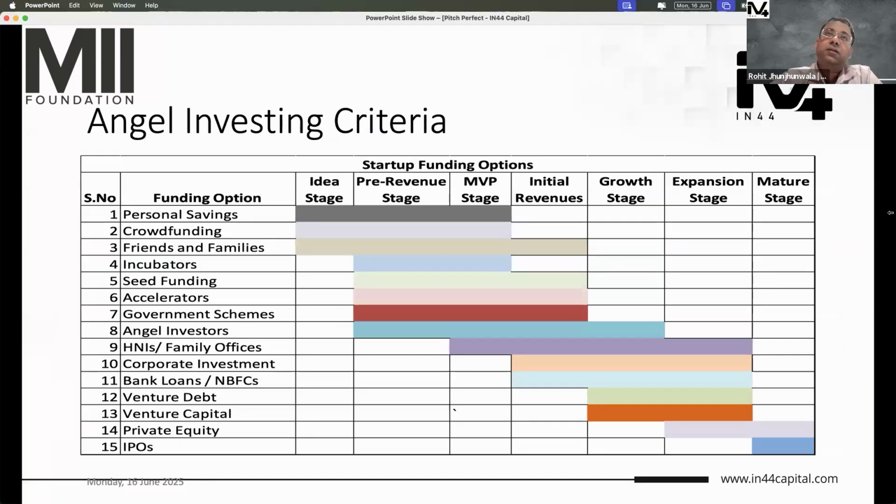When you see the areas from which you can raise funds, you have a lot of options. From your personal side, you have friends and families. You can reach out to incubators, accelerators. You can reach out to MII Foundation. You can reach out to other accelerators across India like NASSCOM. You have a lot of others, right? So you get funding from there. You get seed funding from governments. You get seed funding from philanthropic companies, CSR companies. A lot of funding is available for all of these things.